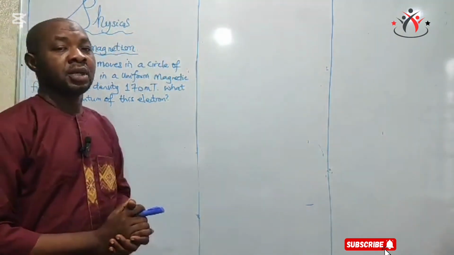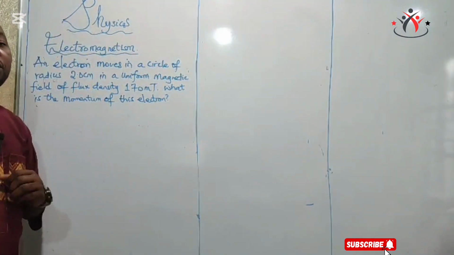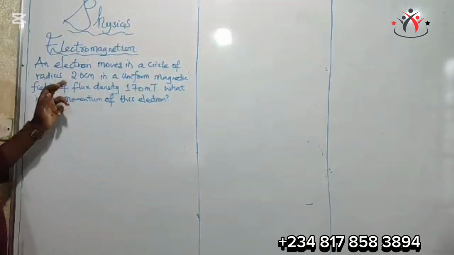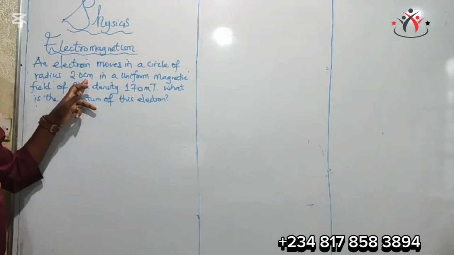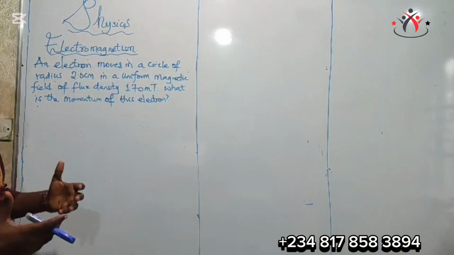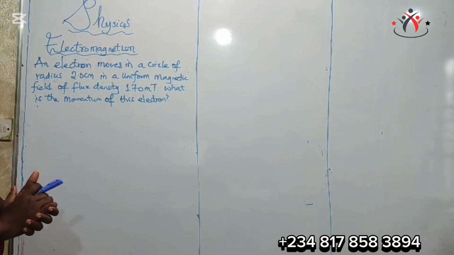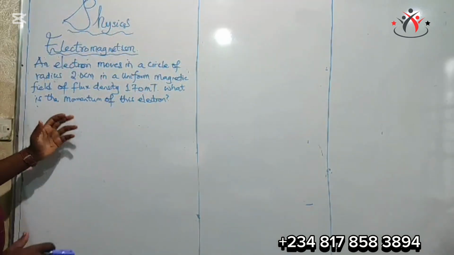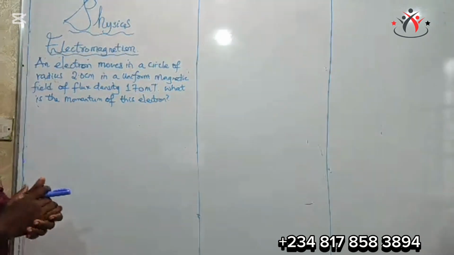Hello, welcome. We have a question on electromagnetism. An electron moves in a circle of radius 2.0 centimeters in a uniform magnetic field of flux density 170 millitesla. What is the momentum of this electron?